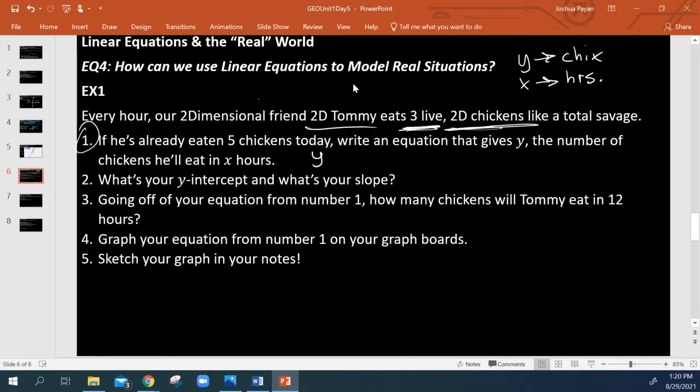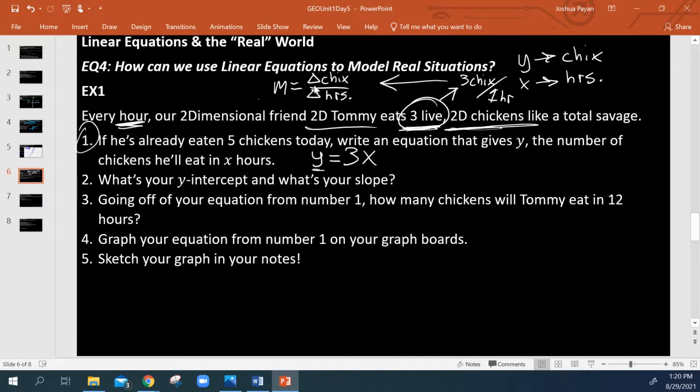So the number of chickens is equal to 3 chickens for every hour. This is 3 live chickens per hour, right? 3 chickens every 1 hour. Well, this is our slope. This is our rate of change. This is our change in chickens over our change in hours.